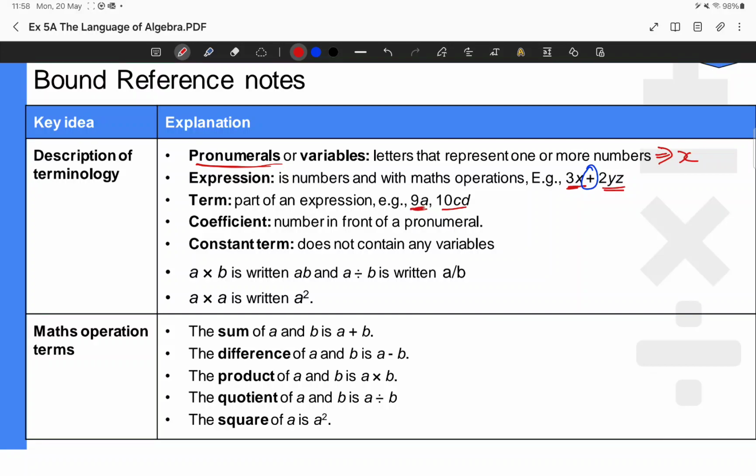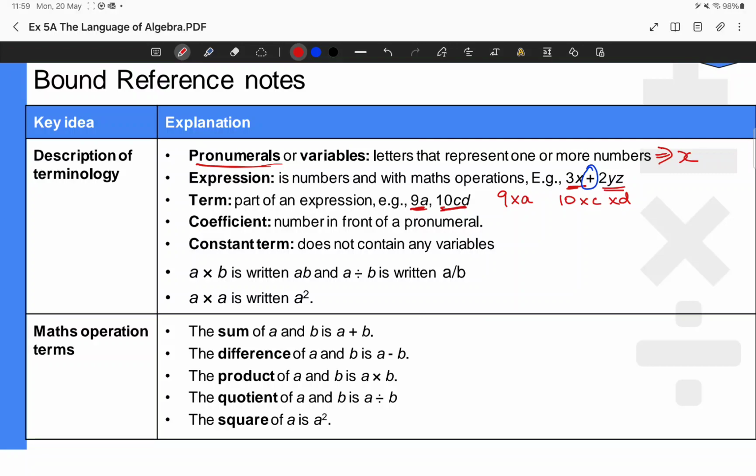Notice how we have the 9a. 9a actually means 9 times a. And right here, 10cd means 10 times c times d. Those are different things that you need to know what they mean.